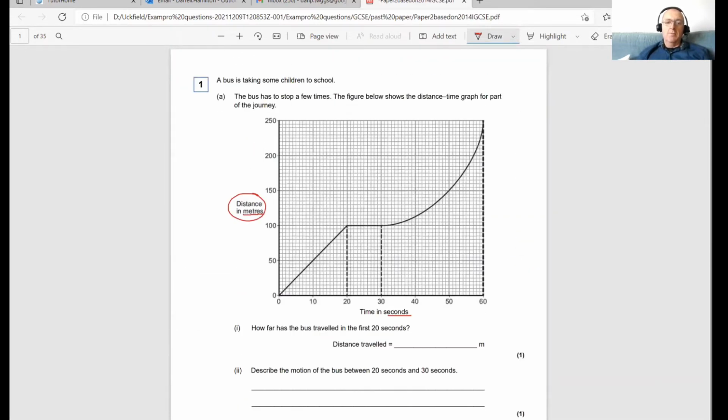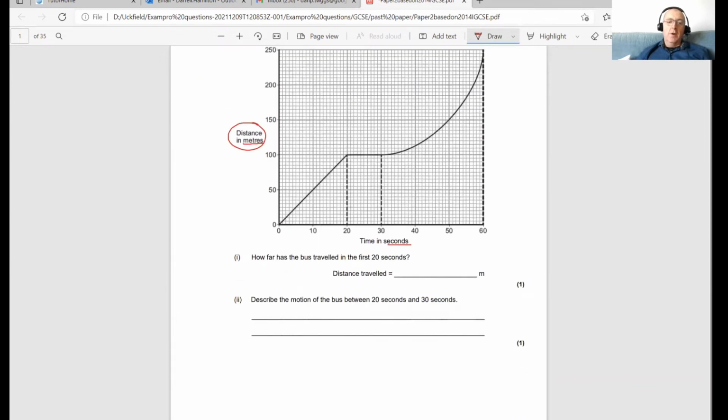So there's our question. How far has the bus traveled in the first 20 seconds? Well, helpfully it's got dotted lines on here to show us 20 seconds. If we come across to 20 seconds, come up to the graph, and then read across to the axis, we have 100 meters. So there's the answer to that.